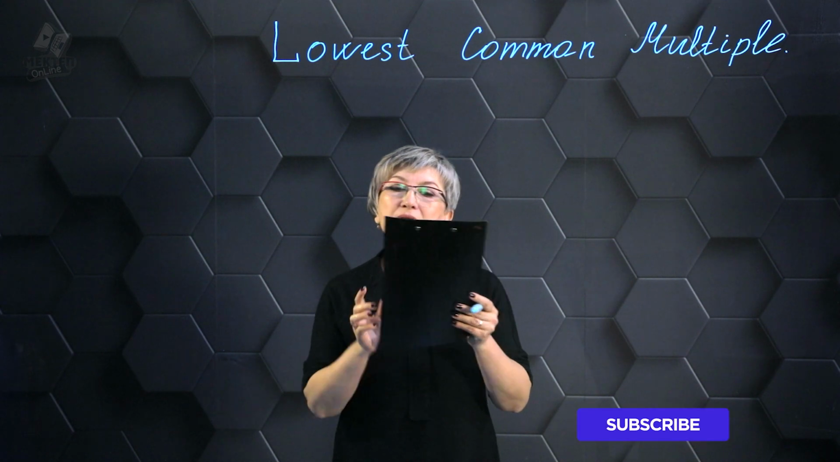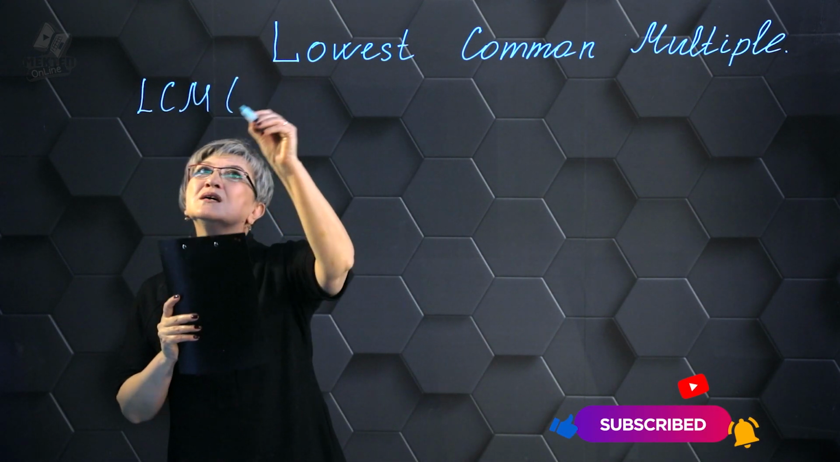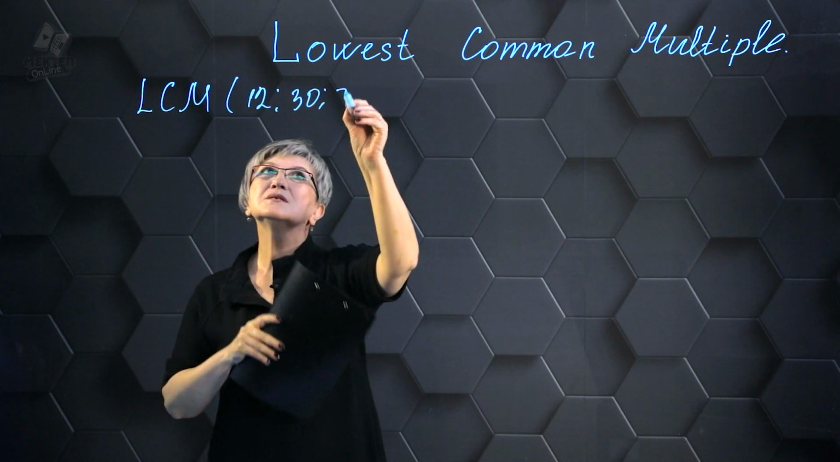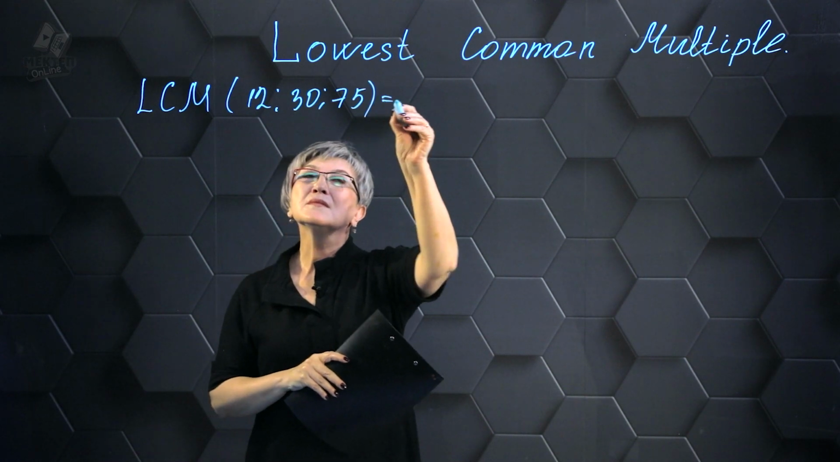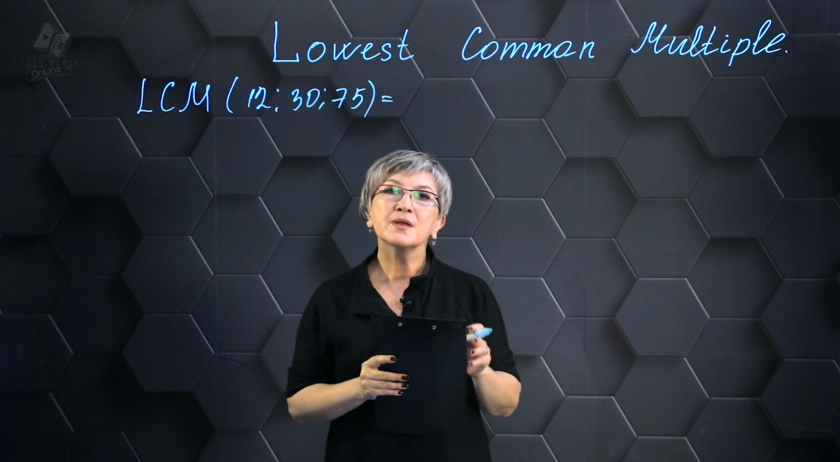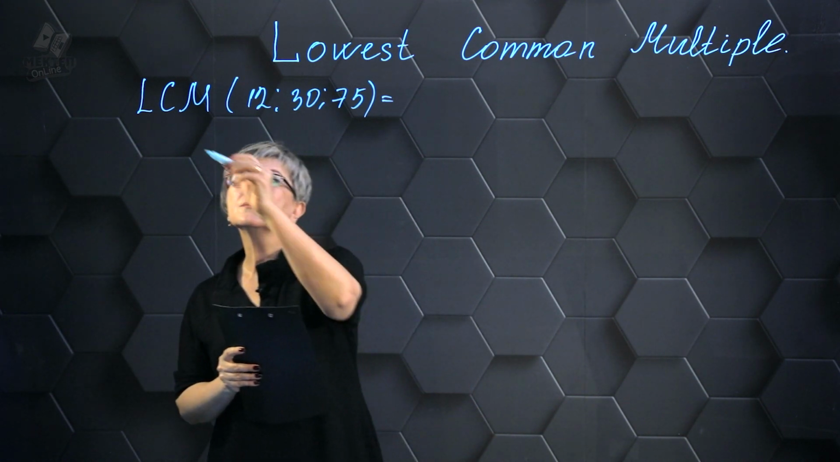Let's examine three numbers. Let's take more complex numbers, and write down 12, 30 and 75. We need to find the least common multiple of these three numbers. We use the method of factoring into prime factors.